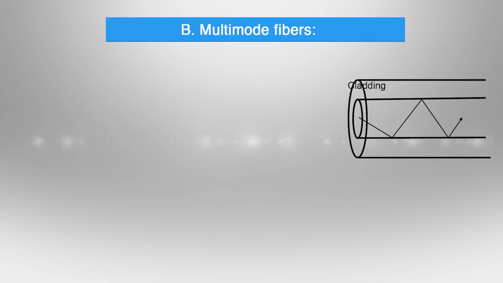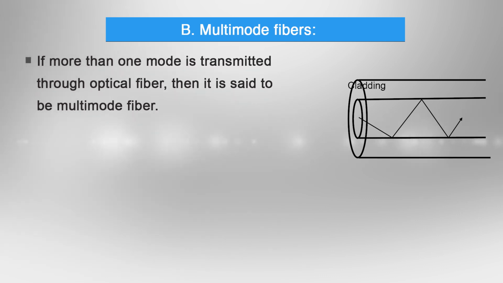Second type of fiber is multi-mode fibers. If more than one mode is transmitted through the optical fiber, then it is said to be multi-mode fiber. The larger core radius of multi-mode fibers makes it easier to launch optical power in the fiber and facilitates the end-to-end connection of similar power.